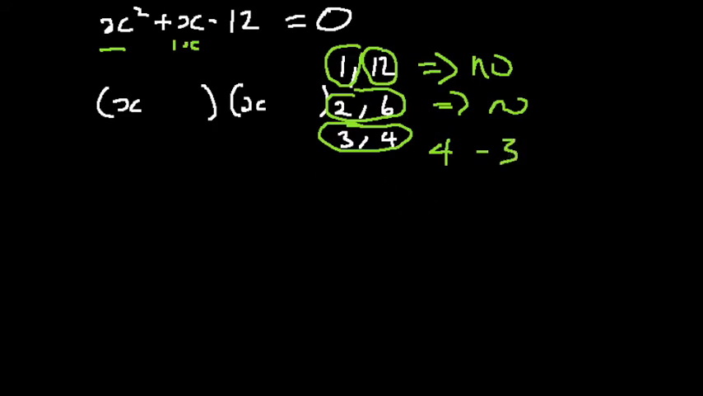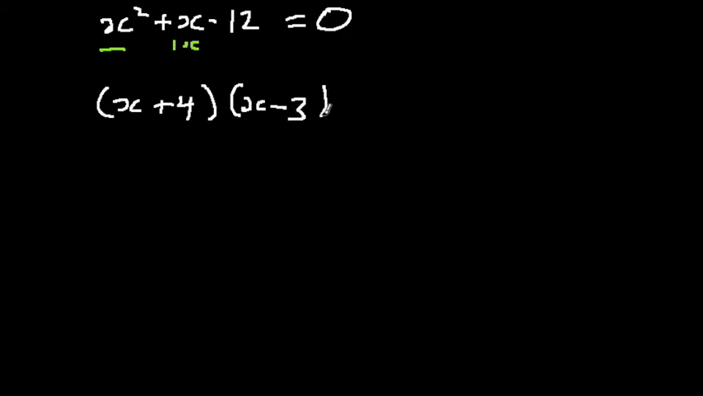And so based on our working on the side, we can assume that the correct factorization of this equation is x plus 4, x minus 3. All right, so now we know that x plus 4 and x minus 3 is equal to 0. That means that we can assume that whatever's in this value here is equal to 0, and whatever's in this value is also equal to 0.